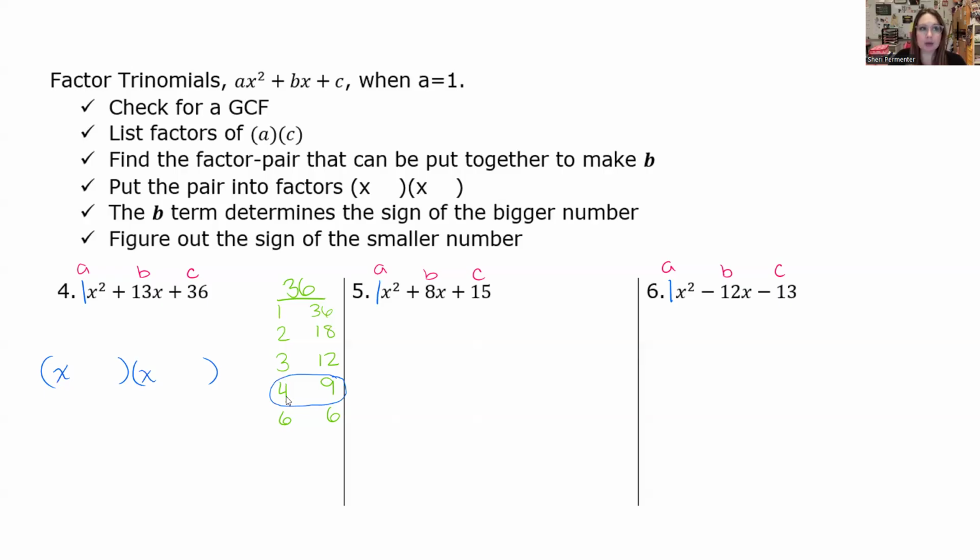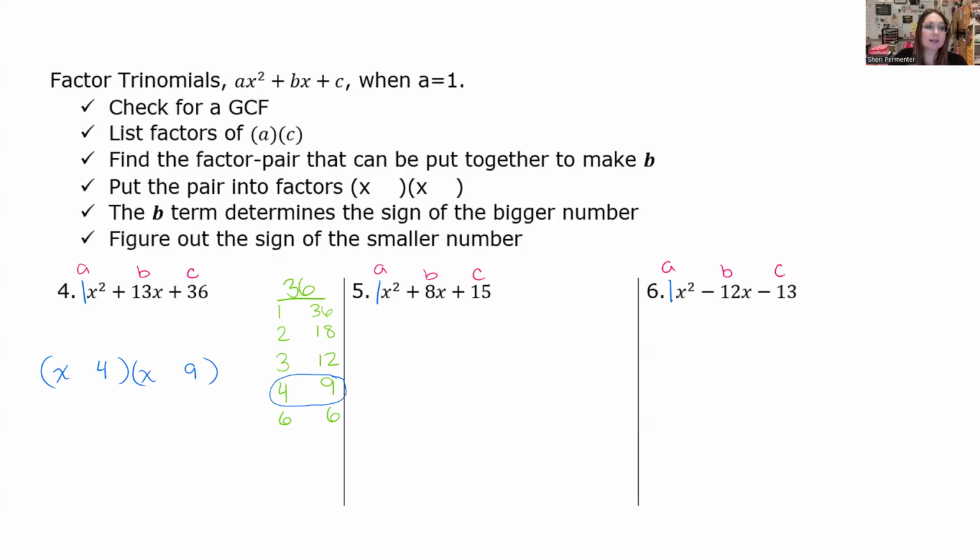And it doesn't really matter what order this is in, but the way that I make my factor tree, or my list of factors, I tend to have the smaller number on the left. It doesn't have to be, but that's how I create it. So I'm going to put in my parentheses the 4 and the 9. 4 is going to go here, 9 is going to go here, but it doesn't matter if you switch the order. 4 and 9.